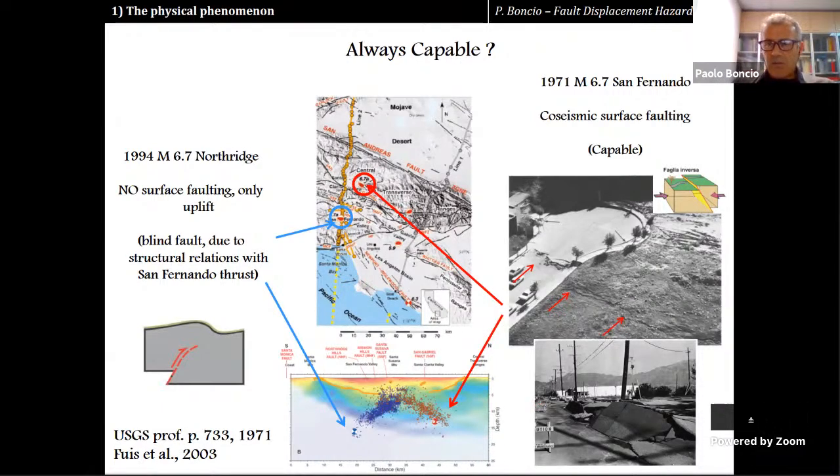This is rather obvious because of the shallow depth of the fault, and because of the large component of deformation accommodated by ductile folding.